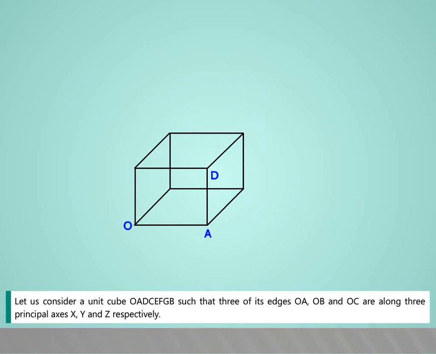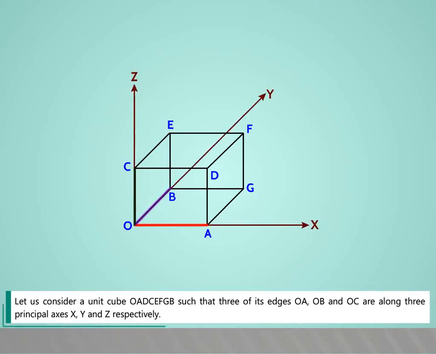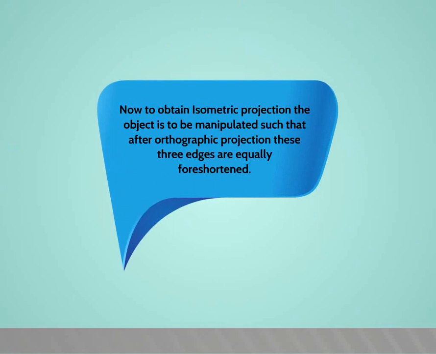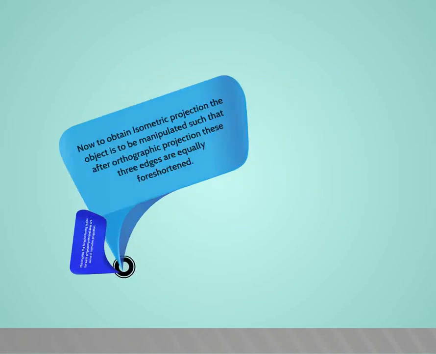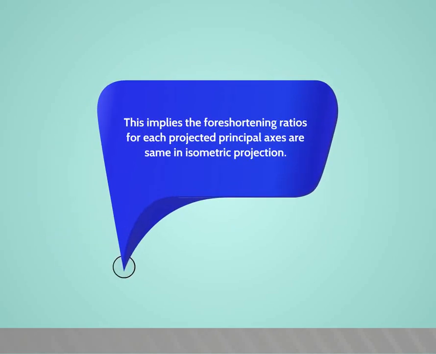Let us consider a unit cube O, A, D, C, E, F, G, B such that three of its edges OA, OB and OC are along the three principal axes x, y and z respectively. Now to obtain isometric projection, the object is to be manipulated such that after orthographic projection, these three edges are equally foreshortened. This implies the foreshortening ratios for each projected principal axis are the same in isometric projection.